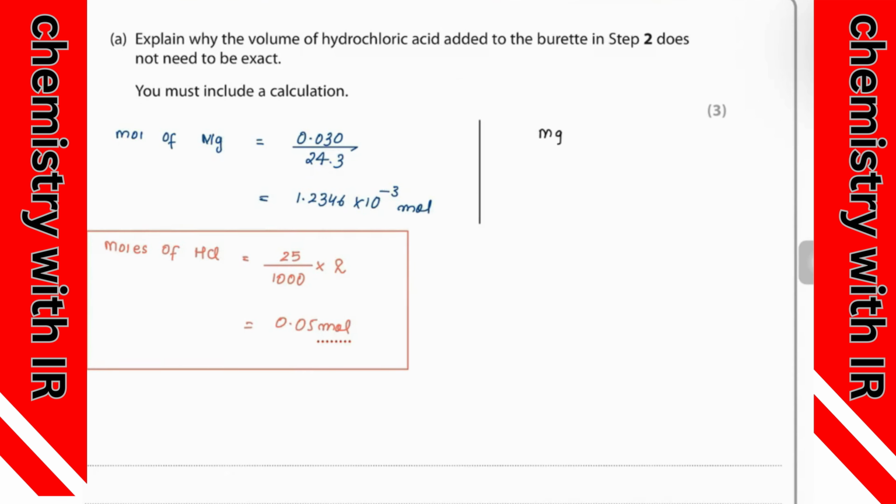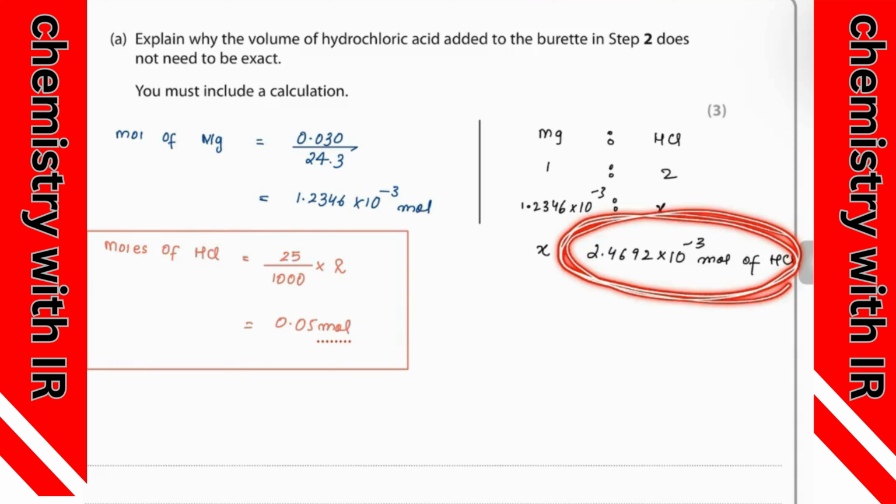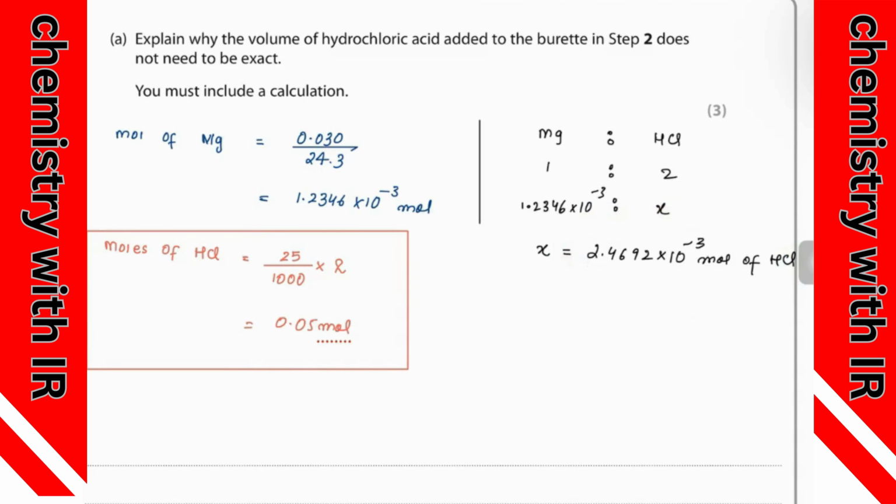According to the equation, the mole ratio between magnesium and HCl is 1 to 2. If I have this many moles of magnesium, how many moles of HCl would we need? So you have to cross multiply this. You would be getting 2.4692 multiplied by 10 to the power minus 3 mole of HCl. So to react with this magnesium, this many moles of HCl is required. But how many moles do I have?